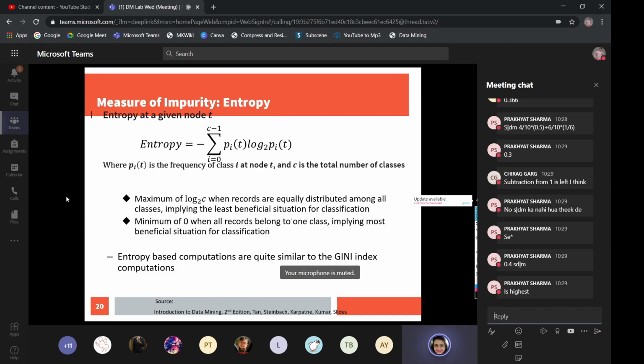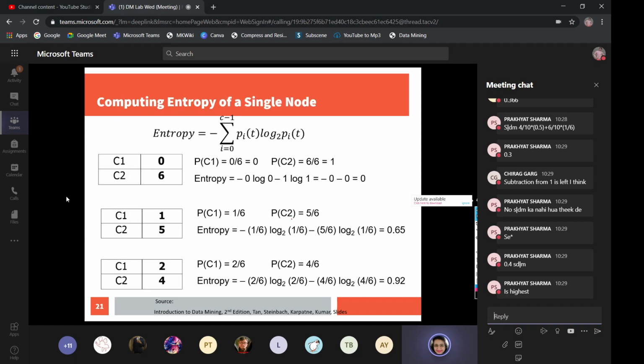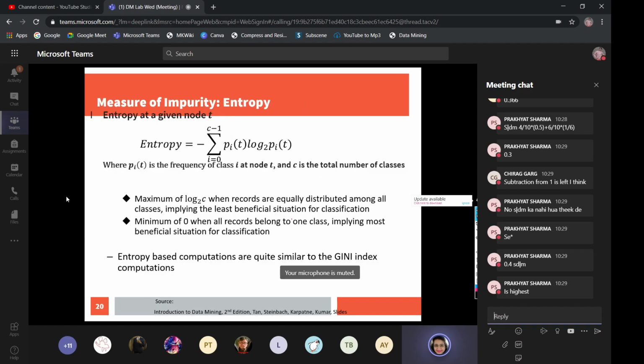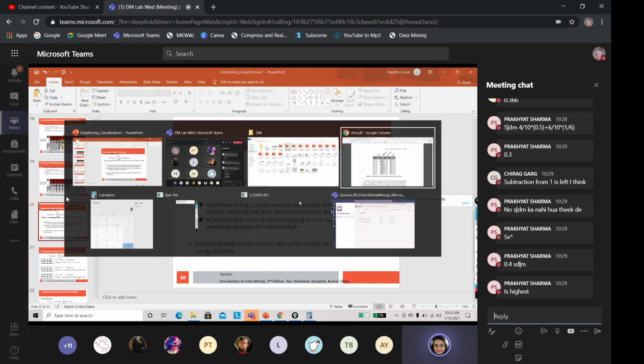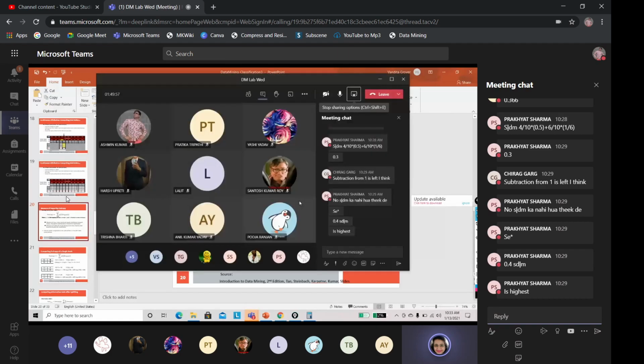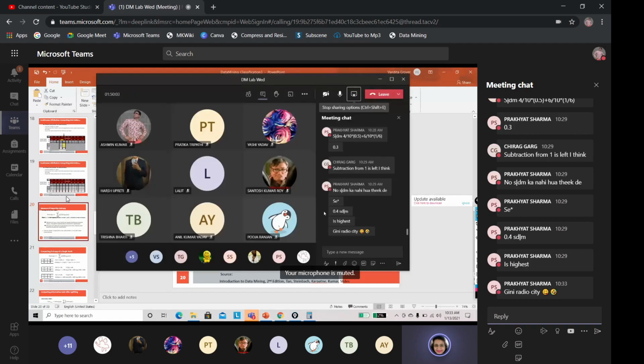So I will not talk about entropy today, else you will get confused. So let's talk about entropy tomorrow. Or I think we have a class tomorrow, right? So we will talk about entropy tomorrow. Till then, please practice Gini index. We have a test tomorrow, around 15 minutes objective type questions.